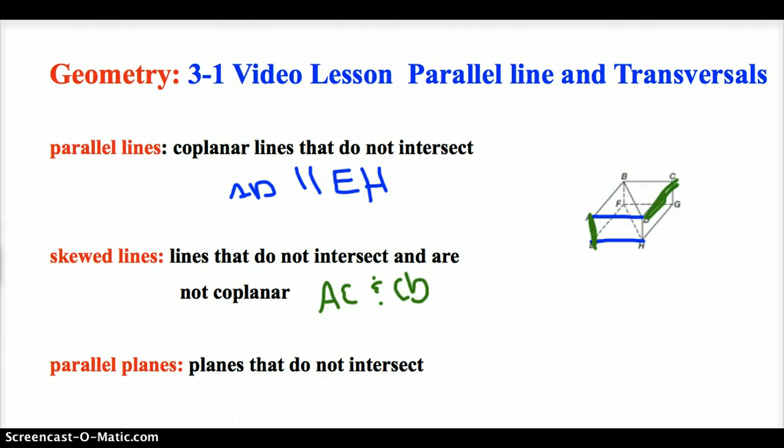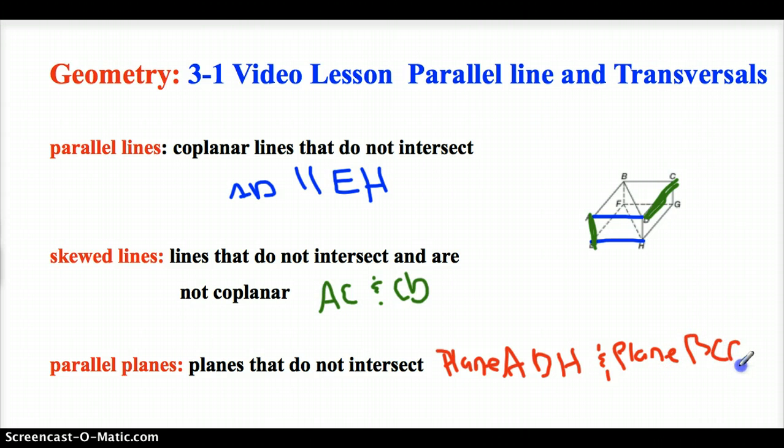And so if I'm going to identify planes, remember people that planes are labeled by 3 letters. So I could write plane, and I'm going to use my front plane, which is A, D, H, and I could use any 3 letters there. There's 4 of them there. I took ADH, and I'm going to take the back plane, which is plane B, C, G.